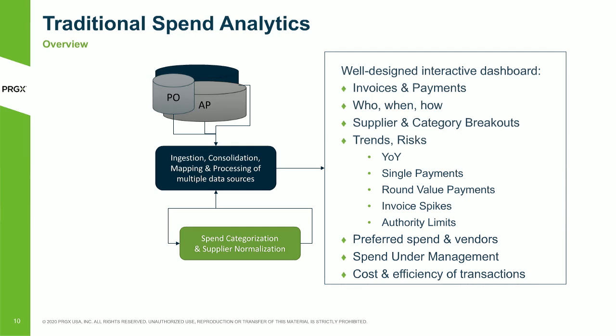Preferred spends and vendors. How much of my spend is under management? Who are the vendors that we've negotiated with over the last few years, and thus we consider well managed, and we have a running contract with them, and the spend falls under those deals. Cost and efficiency of transactions, right? We're currently running a lot of our payments through our check cutting, for example, still, and how much is that costing us more than our EDI transaction?